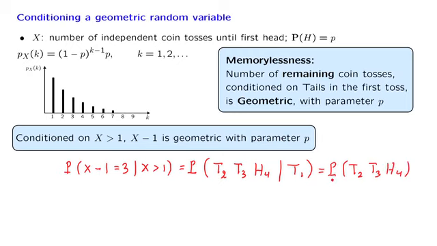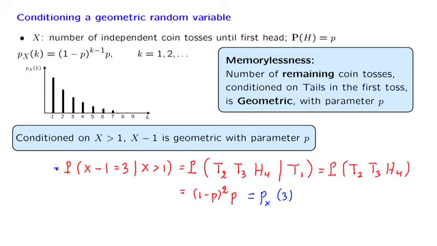Now, this unconditional probability is easy to calculate. It is (1 minus p) squared, because we have 2 tails in a row, times p. Now we observe that this quantity here is the probability that a geometric random variable takes the value of 3.